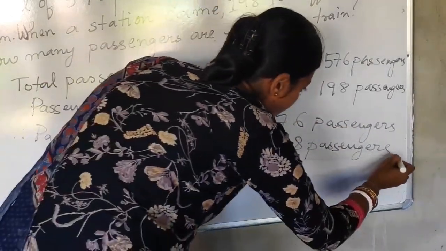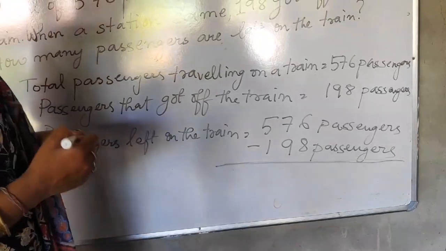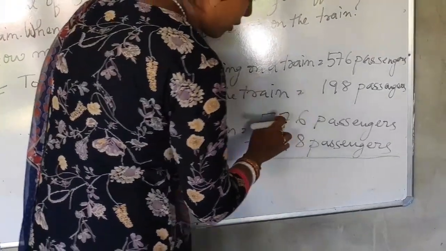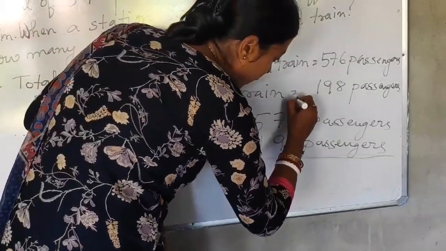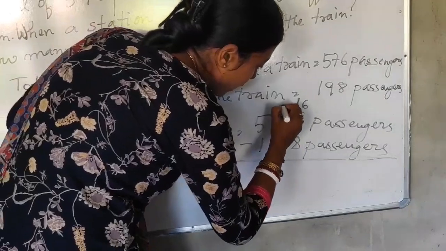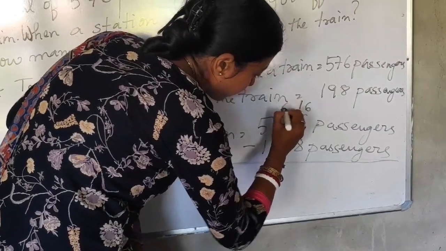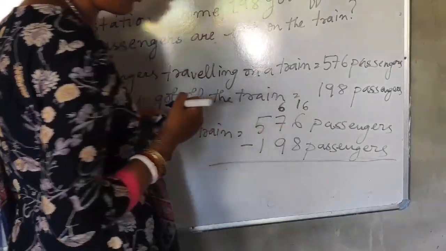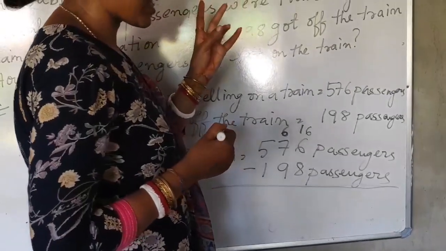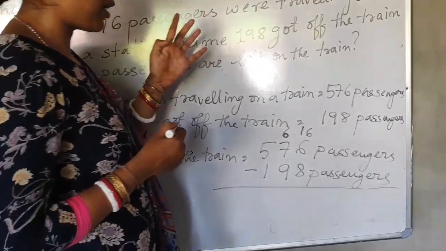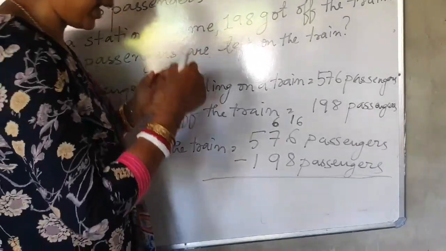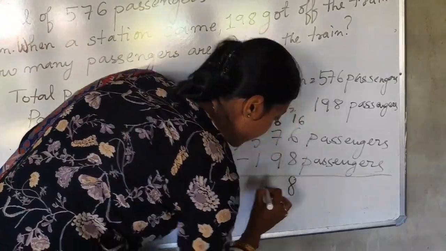So subtract it now. From 6 can we subtract 8? Since 6 is a smaller number, we have to regroup it. From 7 if we regroup here, it will become 16 ones. And from 7 we have taken 1 ten, so it will remain here 6 tens, right? Now from 16 if we subtract 8, how much will come? 1 2 3 4 5 6 7 8 9 10 11 12 13 14 15 16. From 16 you will subtract 8. How many will remain? 8, right? So you will write here 8.